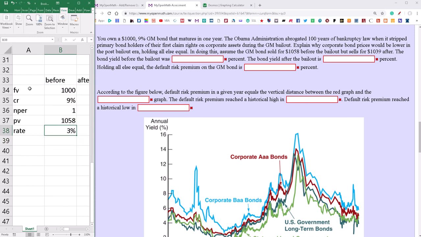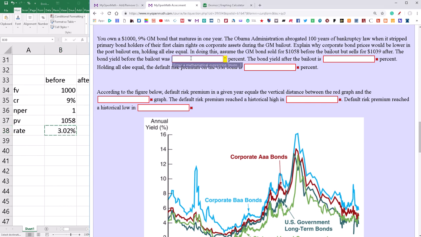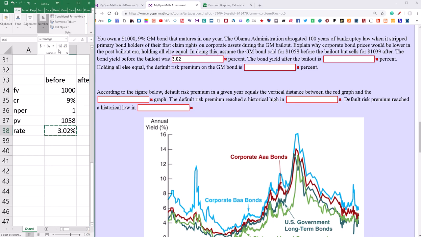We get entered, we get 3.02%. So the bond yield before the bailout was 3.02%. Let me increase to 3 decimal places in case.